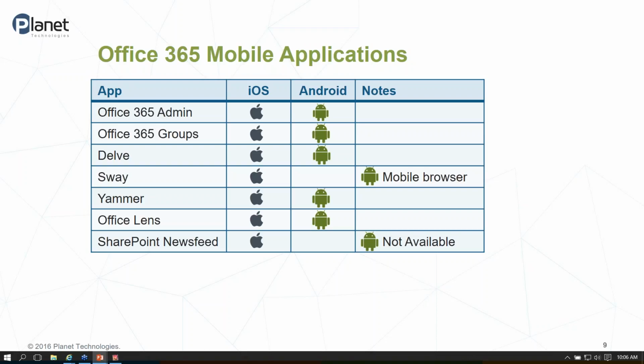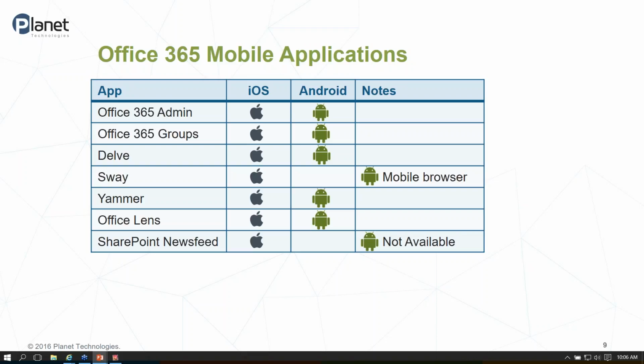Delve is, again, a component of Office 365. I think it's very, very underutilized. It's a great way to find documents that aren't necessarily yours, but ones from people that you work with. That's available on both of them. I've done some sessions on Sway. There's an iOS app, but no Android app. But Sway is such a light application that it works really well in a mobile browser.